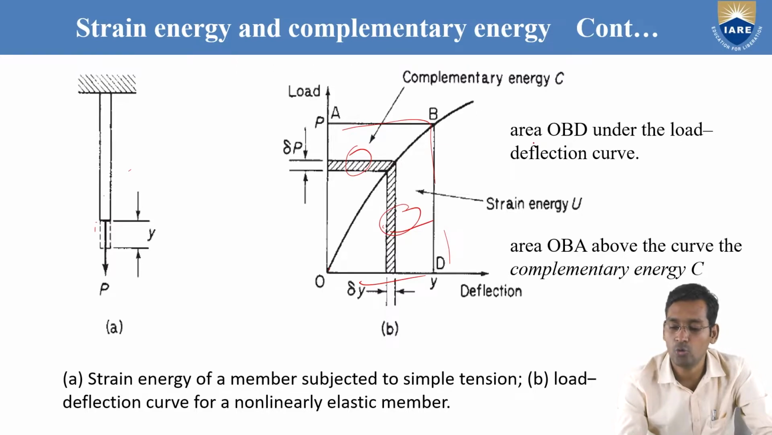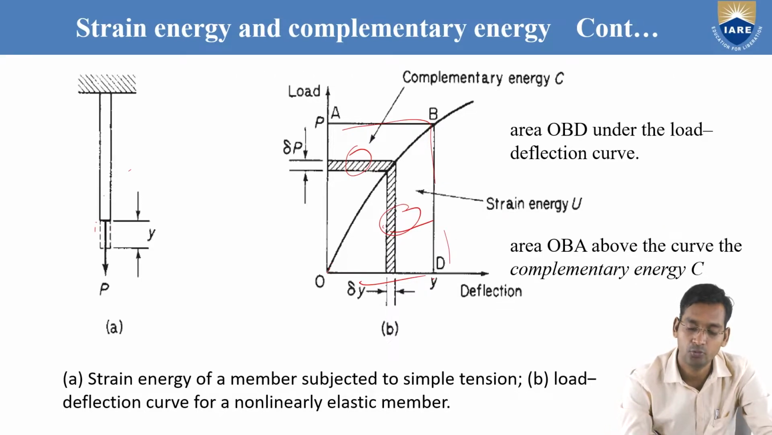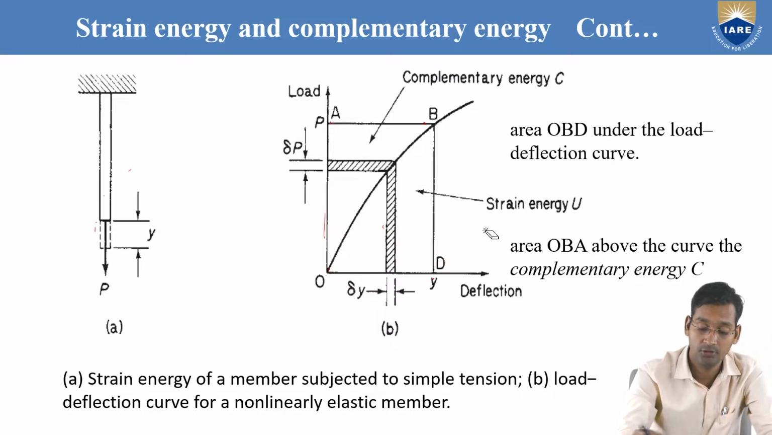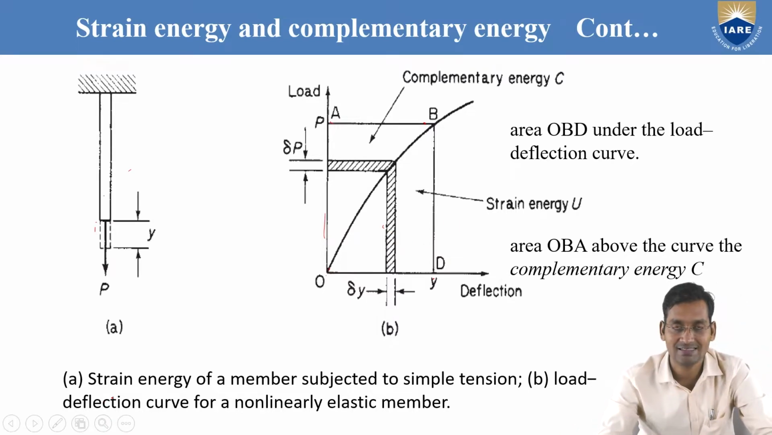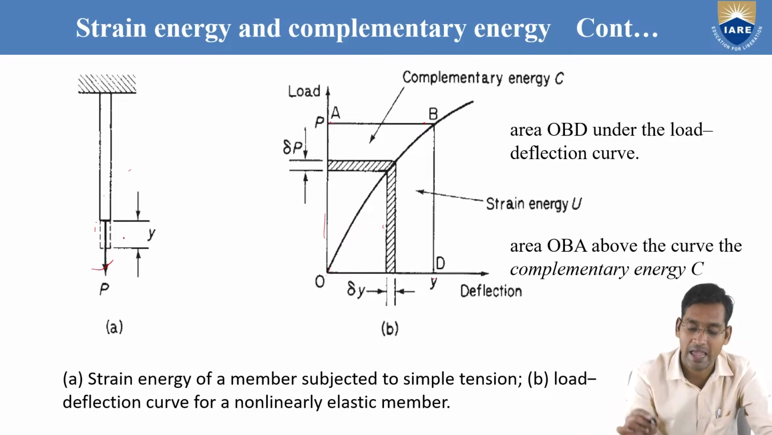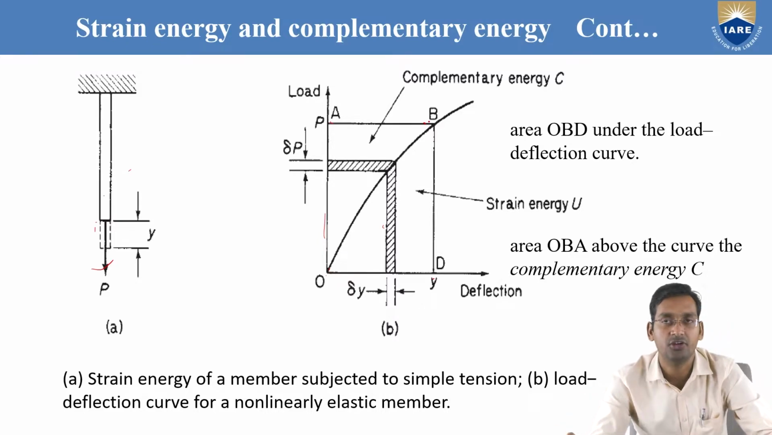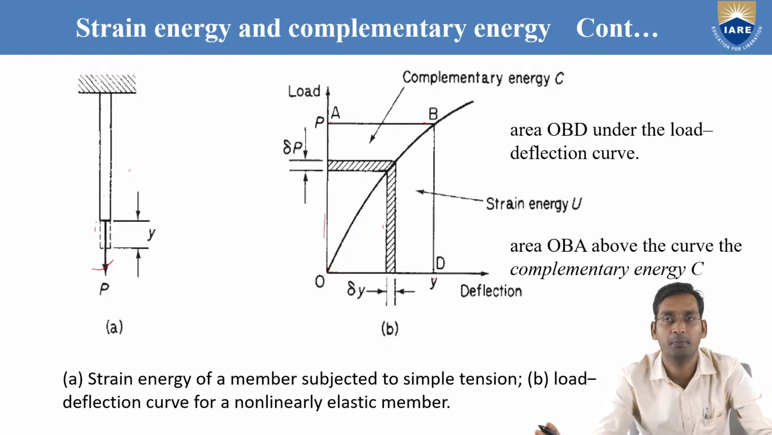So here, the area OBD under the load deflection curve is the strain energy, and this part, OBA, is the complementary energy. This is the strain energy of a member subjected to simple tension, figure 1. And here is the load deflection curve for a non-linear elastic member. This is for a non-linear member, just any random curve, because if it were linear, the curve would be straight.